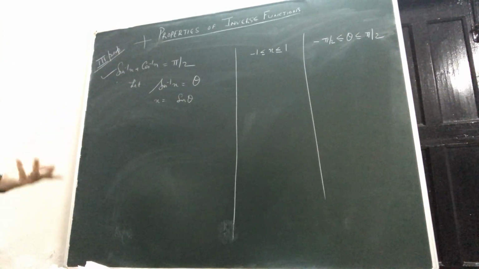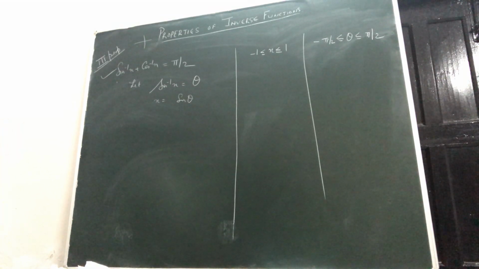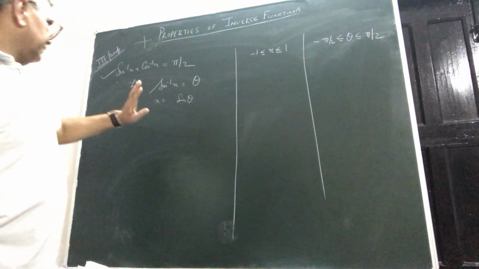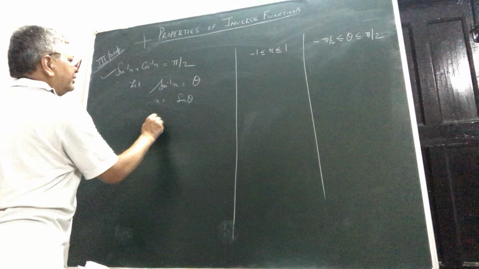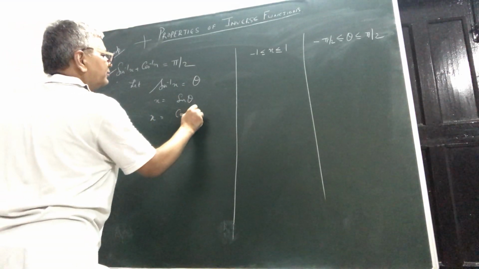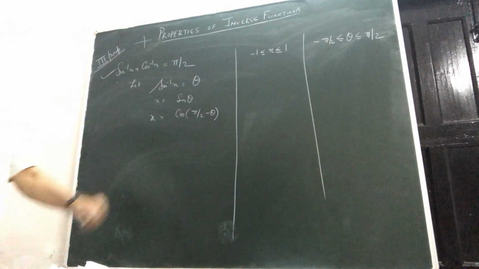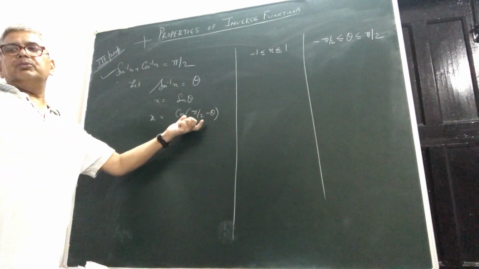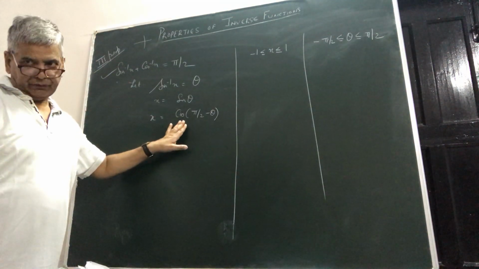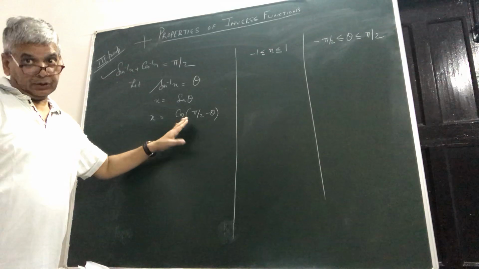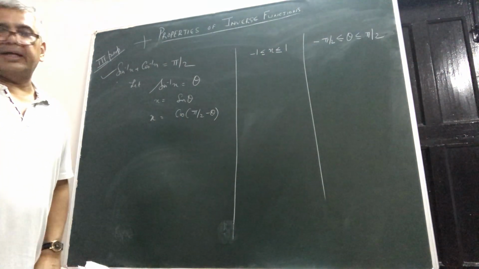Cos inverse x, we want now. Please see, x lies between this range. So can we find this? Can we write x like this, cos of pi by 2 minus theta? We can safely write it, but then we have to make sure that this pi by 2 minus theta falls within the principal branch of cos theta. Then only we can write cos inverse x is equal to pi by 2 minus theta.